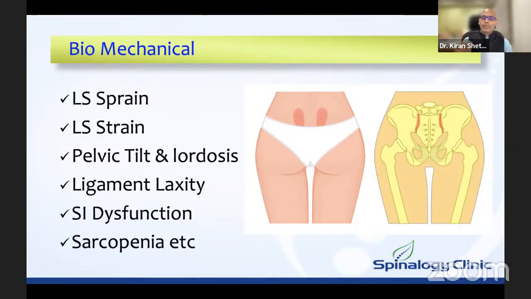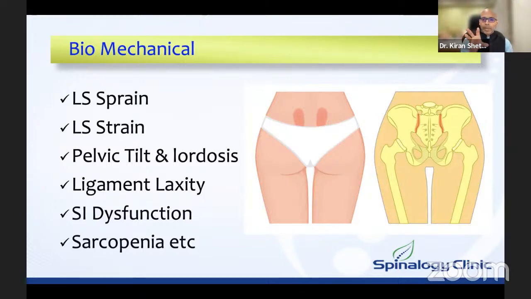Of course, the tender point might vary because it may not be exactly on the SI joint. And many a time when the tenderness is on the posterior superior iliac spine, it is confused with the sacroiliac joint or lumbosacral ligament. So you need to identify the sacroiliac joint dysfunction and differentiate it from lumbosacral strain or sprain.